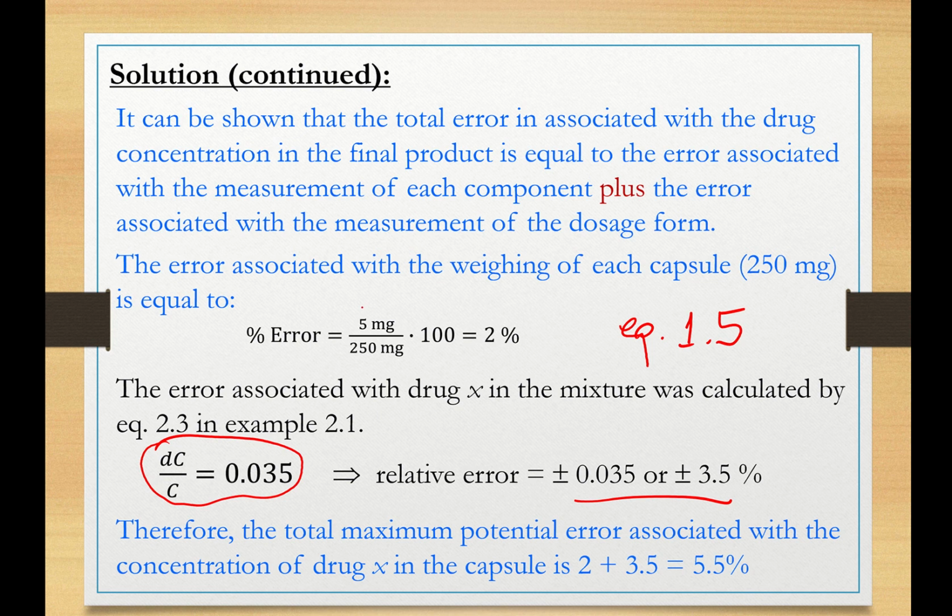And this is the SR of the balance used to measure each capsule, and this is the weight of each capsule. So you have an additional error of 2%. So overall, you have a total maximum potential error associated with the concentration of drug in the mixture equal to 5.5%.